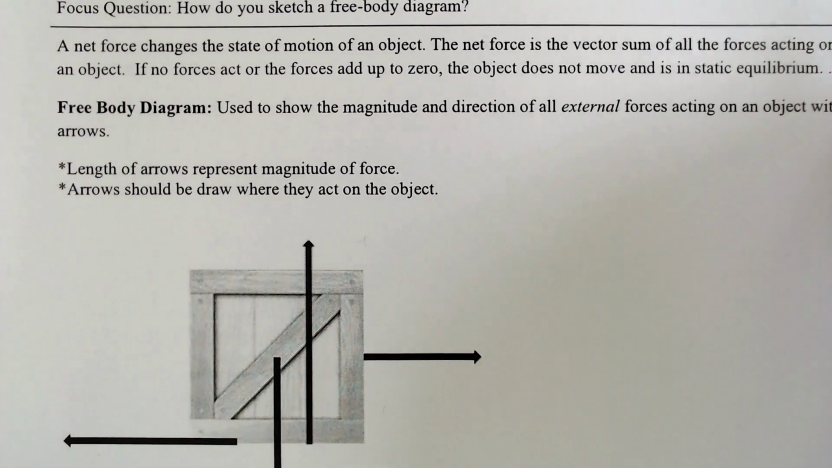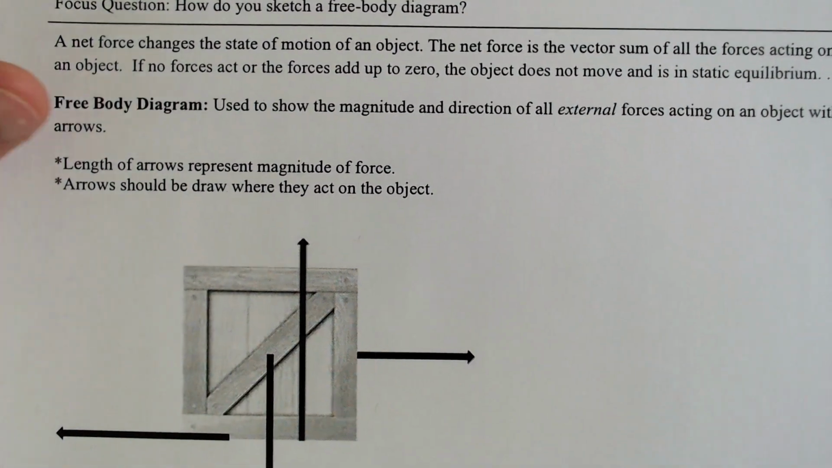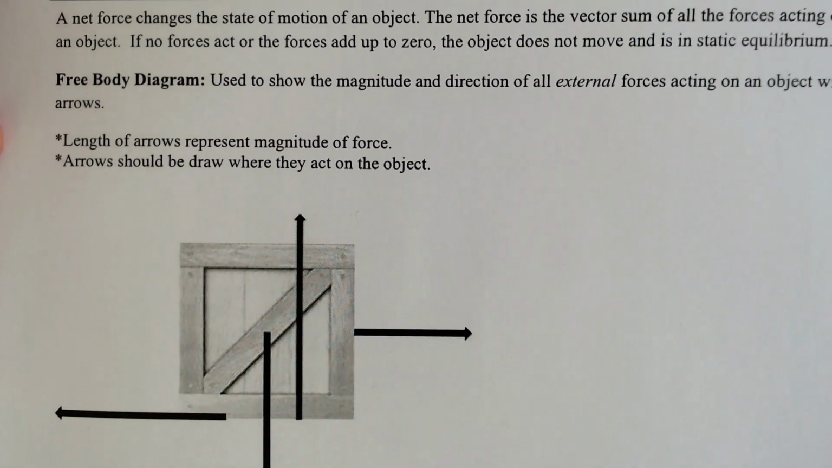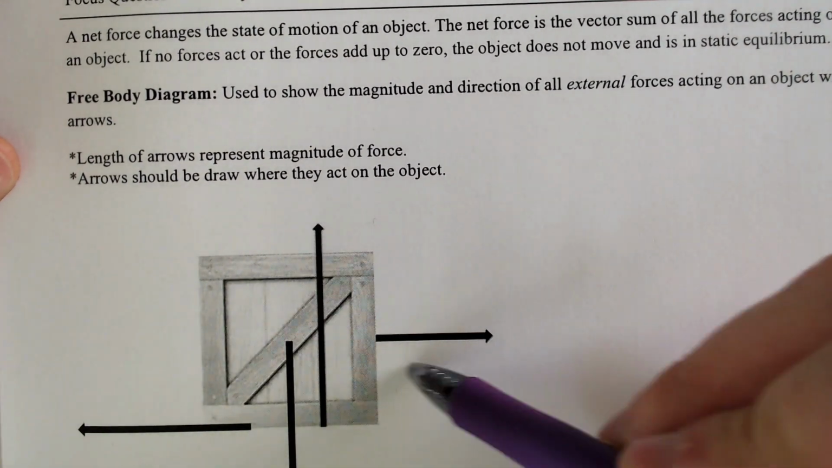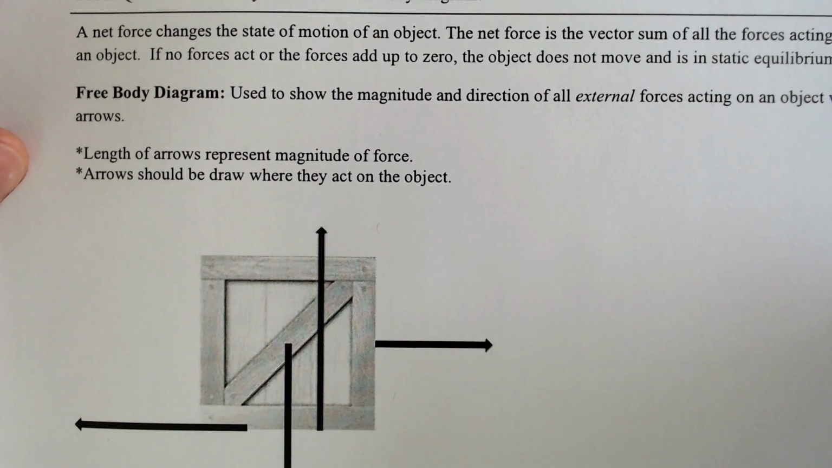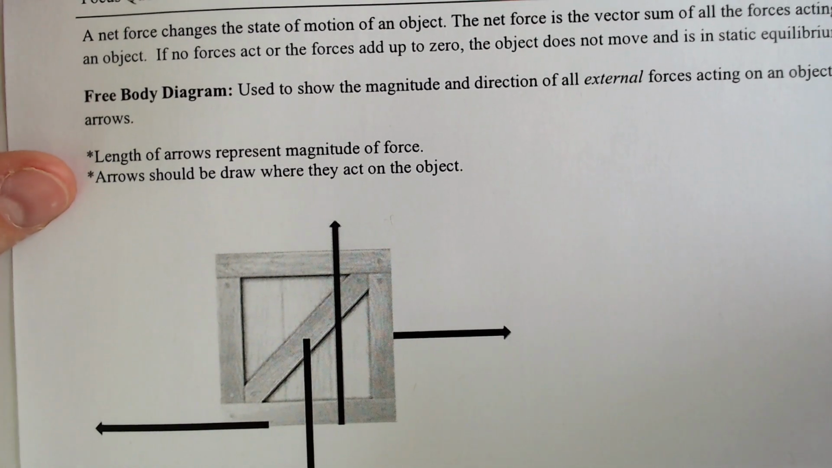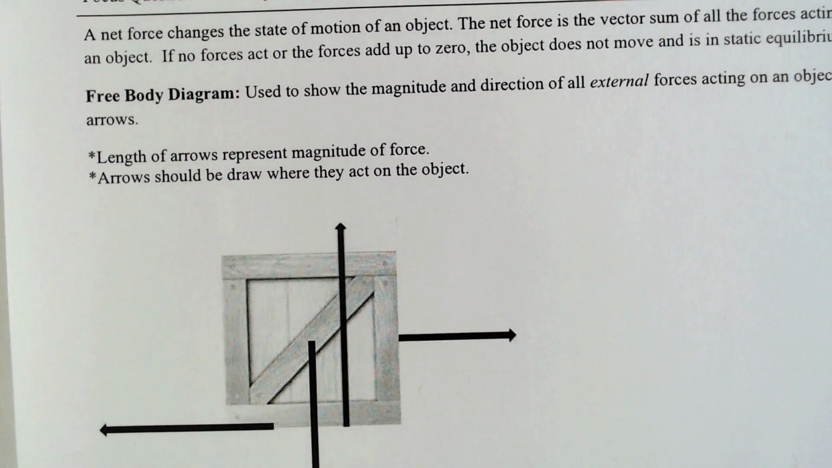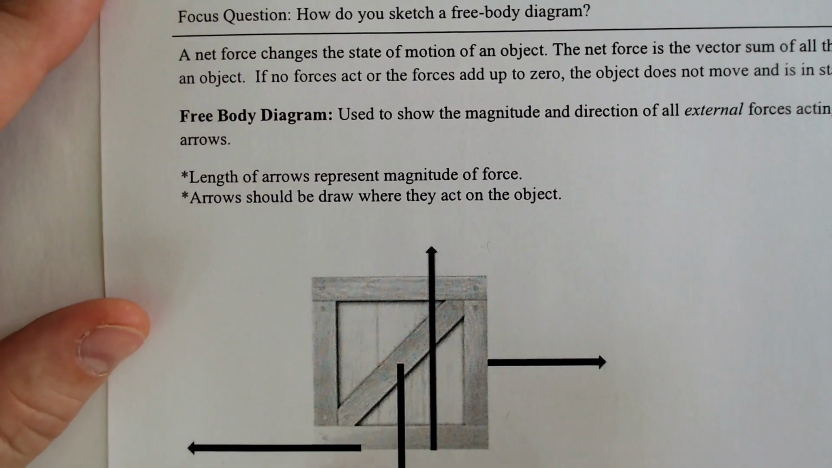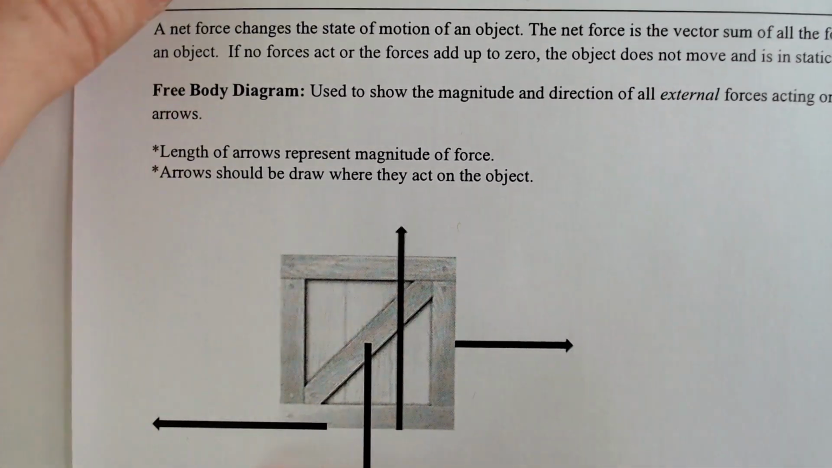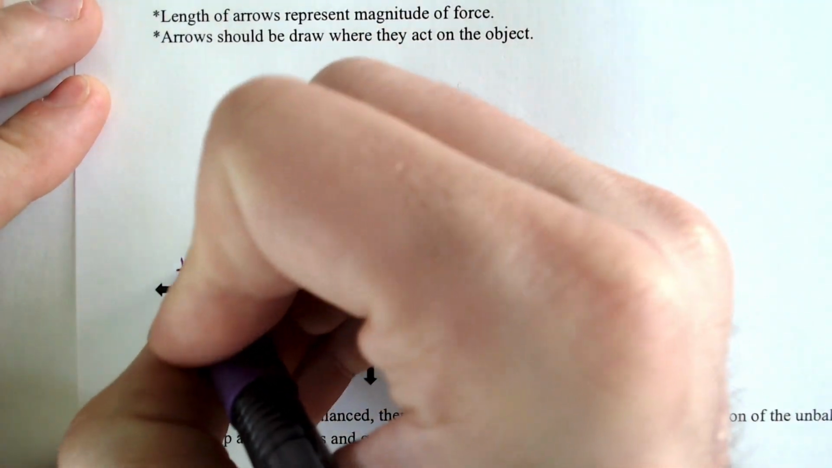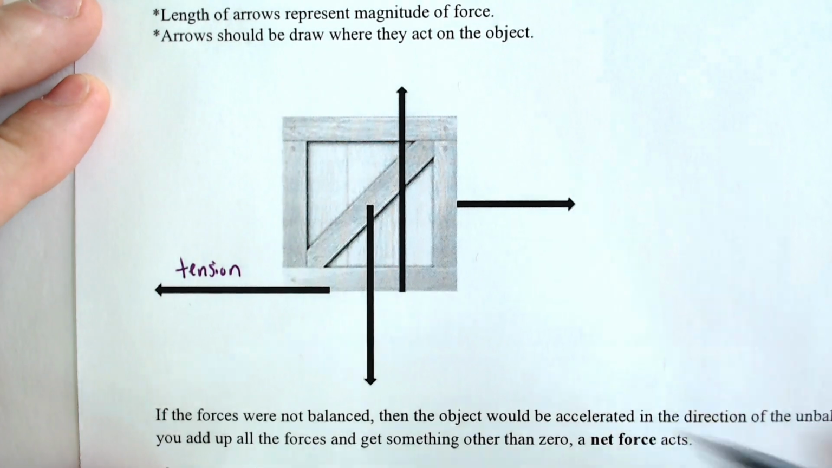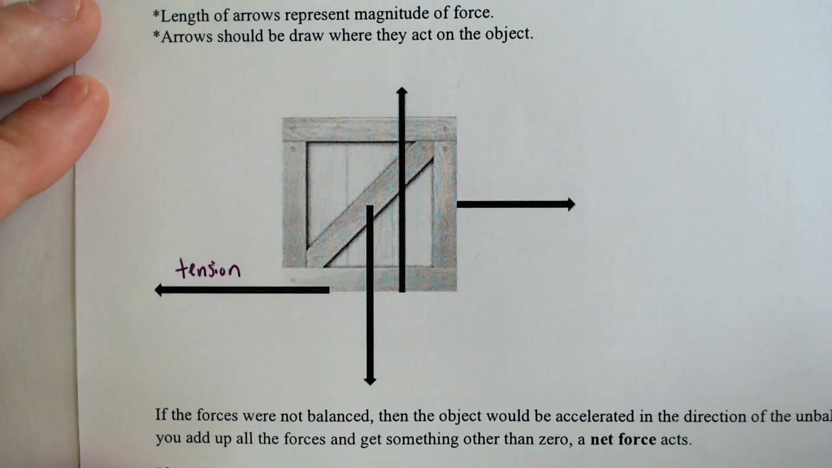Let's say that it is a box being pulled on the ground. If the box is being pulled on the ground, the length of each of these vectors would indicate the force in which something is actually occurring. If we were pulling it to the left, that would be the force of the tension of some sort of rope or something like that.